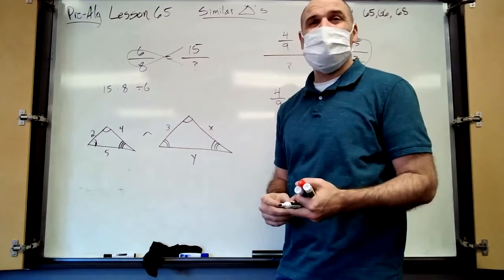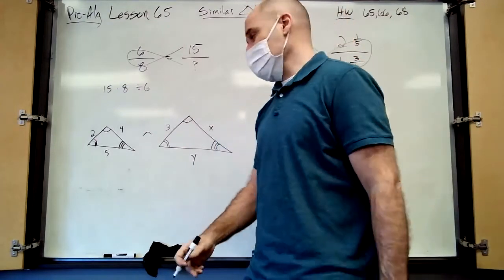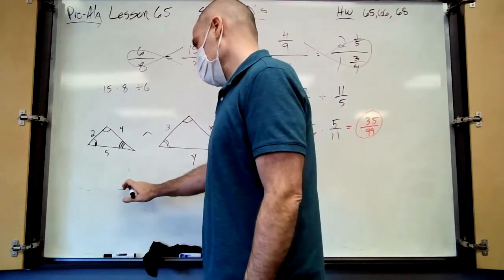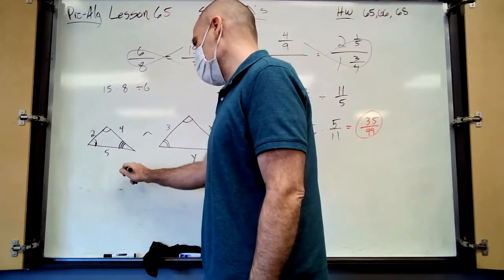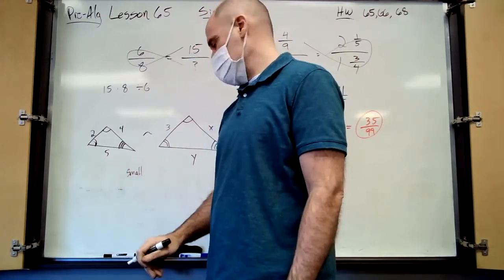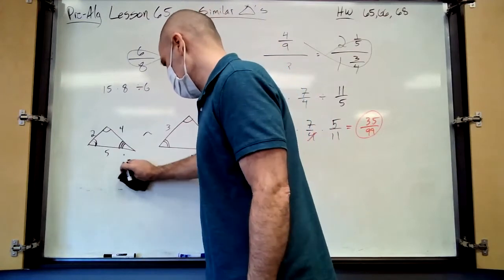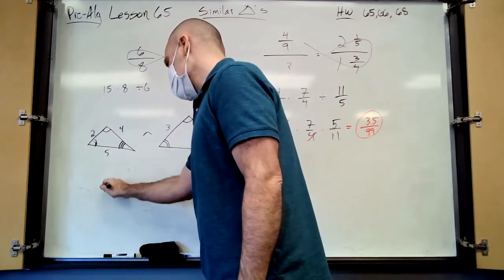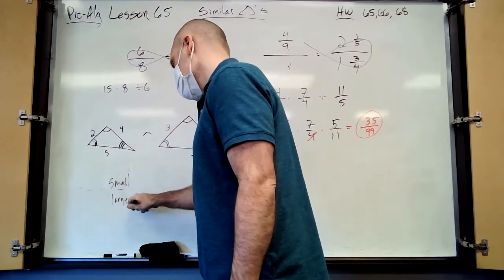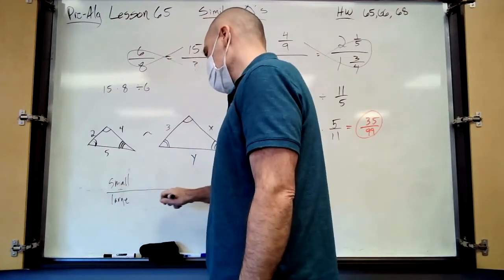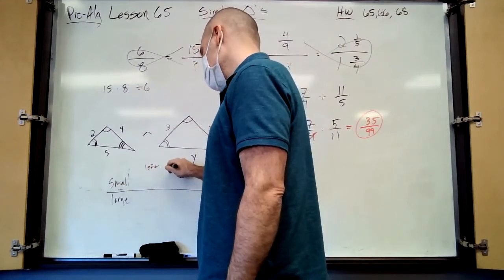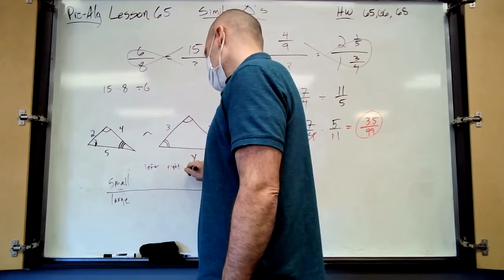But these sides are proportional. Now here's the deal. I'm going to draw a little chart. I think this is the easiest way to do this. Let's do small, large. Here's the small triangle, and then I'm going to go left, right, bottom.